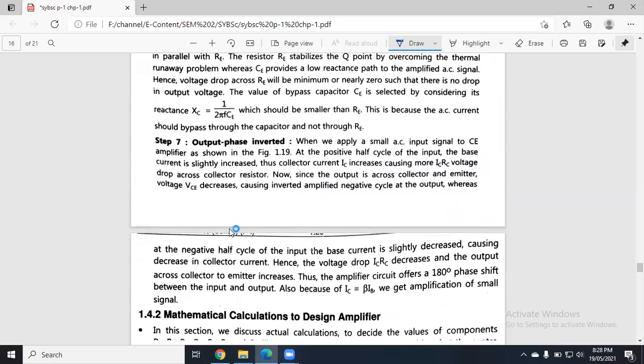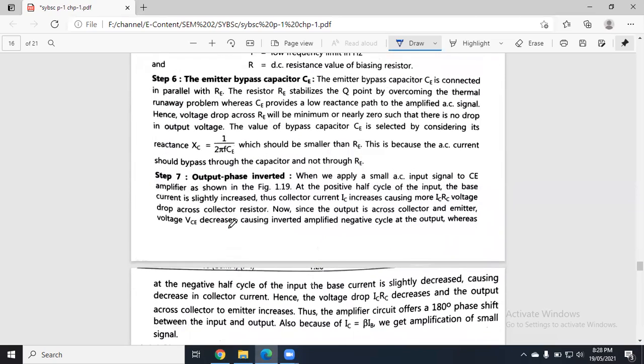Next thing is that we need to consider the output phase inversion. Now, what is output phase inversion? When we apply a small AC input signal to the CE amplifier as shown in the figure, what is going to happen? At the positive half cycle of the input, the base current slightly increases. Whenever we provide the input, base current will slightly increase, not drastically. The base current will slightly increase.